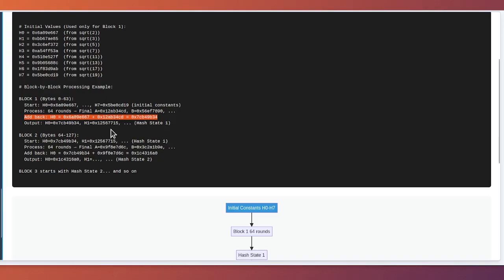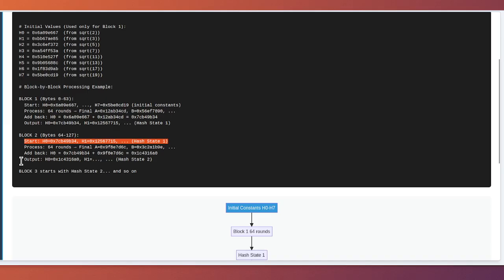These 8 new values, H0 through H7, after the addition, are our hash state after block 1. Let's call them H0_1 equals beginning with 7C and ending with 34. H1_1 equals beginning with 12 and ending with 15, and so on through H7_1. These values represent the cumulative effect of processing the first 64 bytes of our file, mixed with the initial constants.